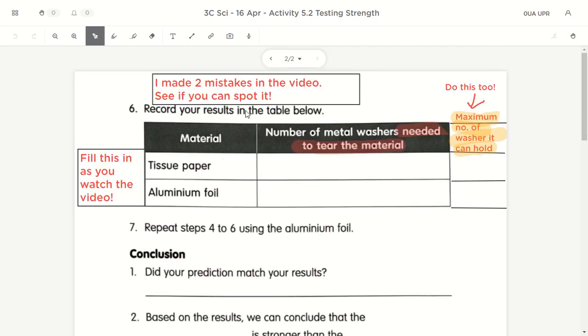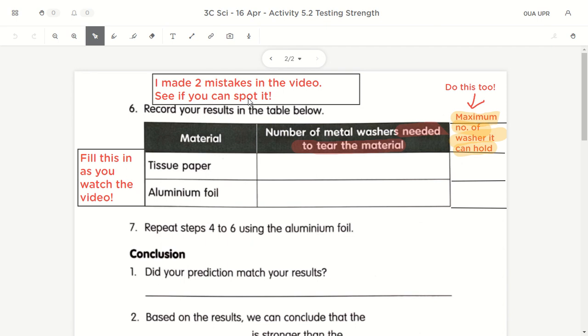Yes, I made two mistakes in the video. If you have spotted them, I think Kaiser did. I mentioned activity 4.2 instead of 5.2. That's the first mistake, at the start of the video. At the end of the video, I made a mistake because as I did the experiment and recorded it, I was confused, or in my mind two things were running.